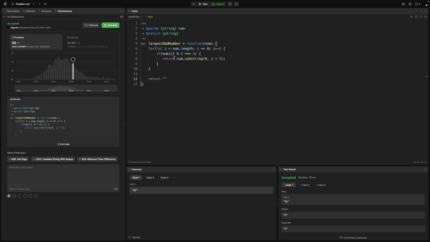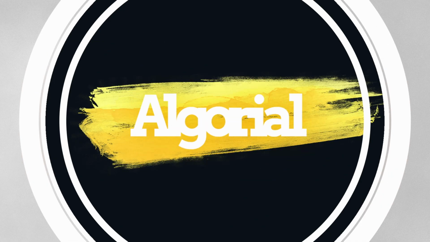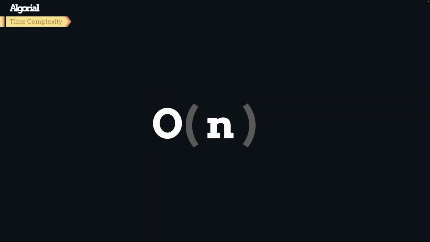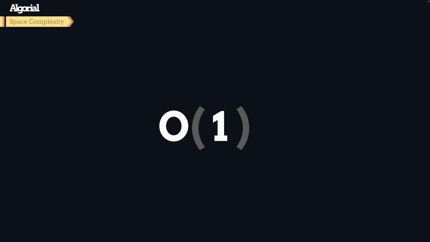Now let's jump into the slides for time and space complexity analysis. So the time complexity will be O(n), because in the worst case, we could get a big string that has only an odd digit at the leftmost index. And for that, we might iterate over the whole string. And the space complexity will be O(1) constant, because simply we did not allocate any space at all.